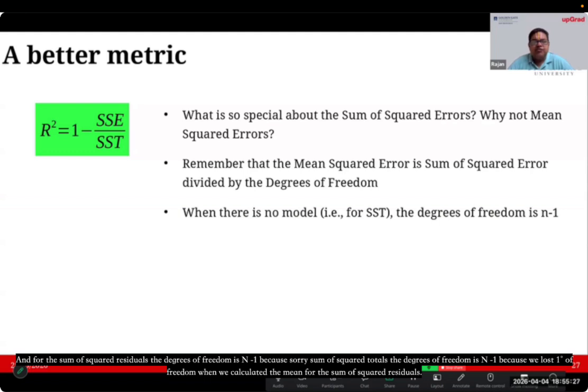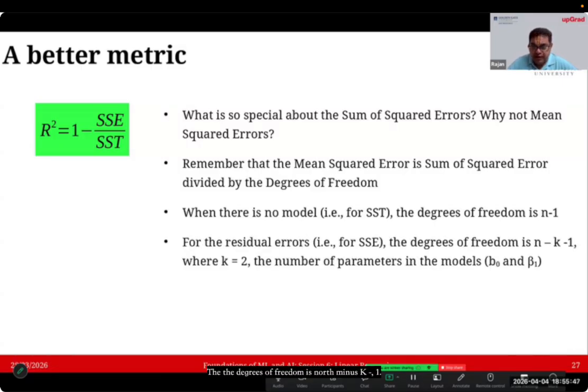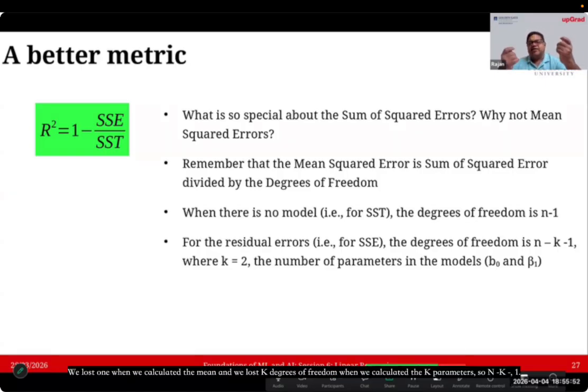For the sum of squared totals, the degrees of freedom is n minus 1, because we lost 1 degree of freedom when we calculated the mean. For the sum of squared residuals, the degrees of freedom is n minus k minus 1. We lost 1 when we calculated the mean, and we lost k degrees of freedom when we calculated the k parameters. So n minus k minus 1.